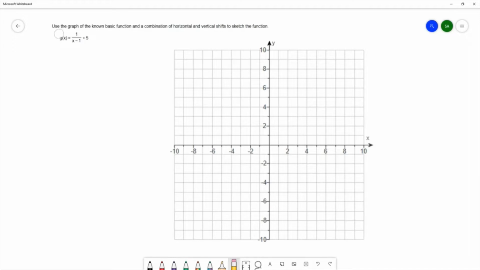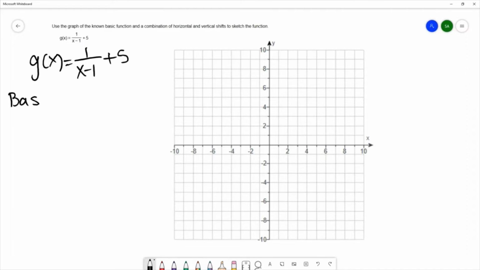For this example, we want to use the graph of the known basic function and a combination of horizontal and vertical shifts to sketch the function. For this example, g of x is equal to 1 over x minus 1 plus 5. Our function is g of x equals 1 over x minus 1 plus 5.